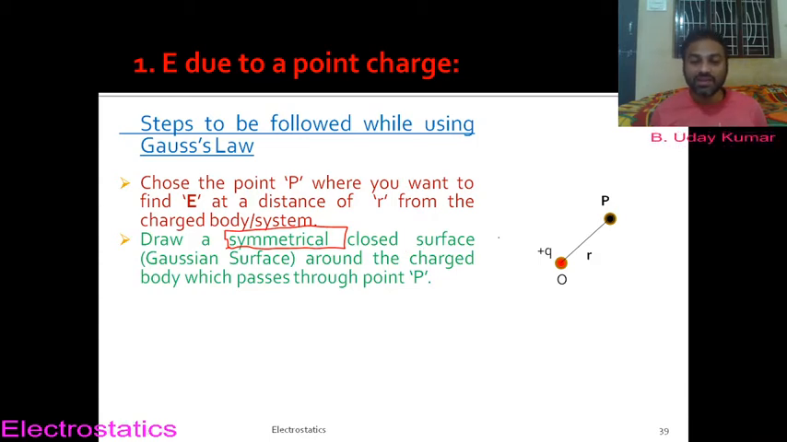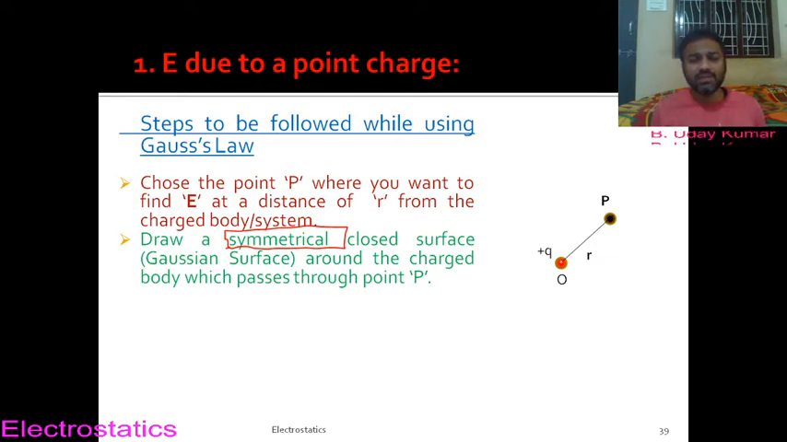In this case, the symmetrical closed surface will be a sphere of radius r. What is the meaning of spherical symmetrical? Symmetrical means if you stand at Q and look in all directions, the closed surface should be at equal distances. That means the environment around plus Q must be the same. That is the meaning of symmetrical here. You can construct an unsymmetrical one also, but the calculation becomes complicated.